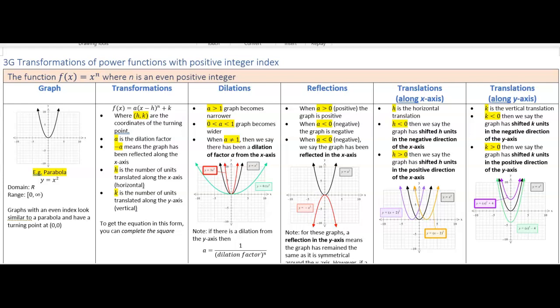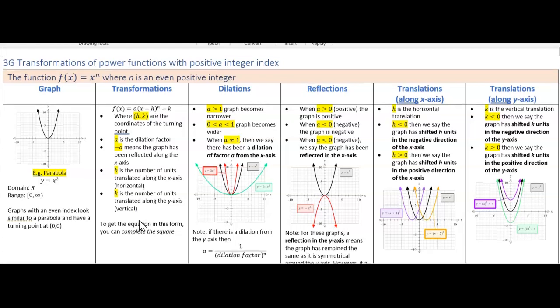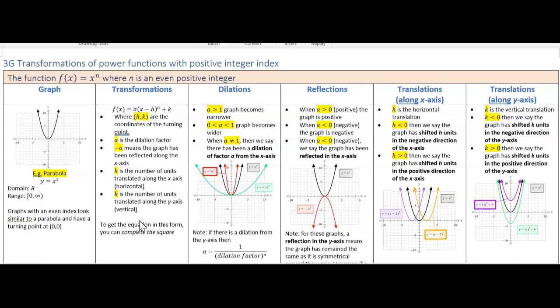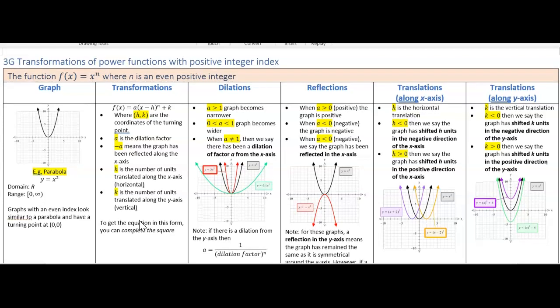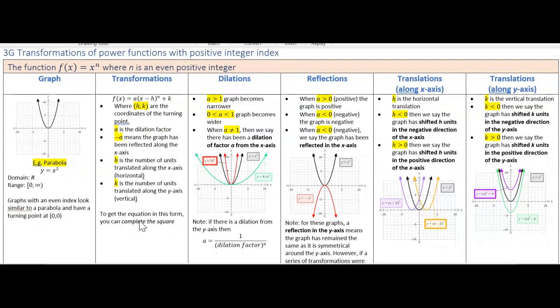Hey everyone, in this video we're going to look at transformations of power functions with positive integer index. It's a bit of a mouthful. So what I've created here is a table, first of all looking at when n is a positive integer. So we're looking at functions, x to the power of something, but in this case, we're just letting it equal n, but it has to be even positive integer.